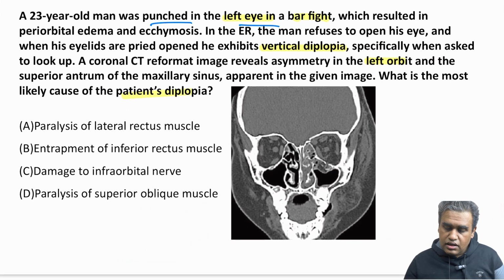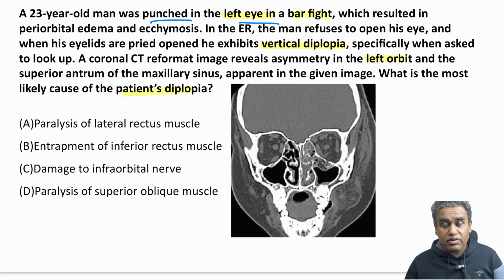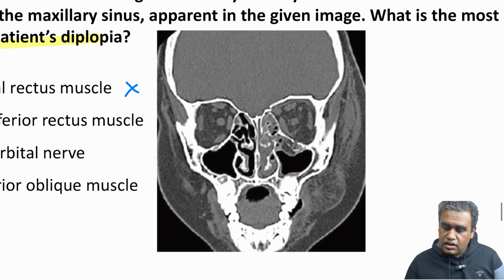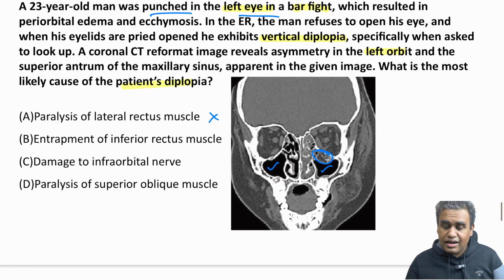The options are paralysis of the lateral rectus. Now vertical diplopia and lateral rectus don't go hand in hand. Lateral rectus is for abduction. Entrapment of the inferior rectus muscle in the left. Now if you look over here, look at the maxillary sinus on the right side, then look on the left side, look at this soft tissue over here, right? So this might be the entrapment of the inferior rectus.